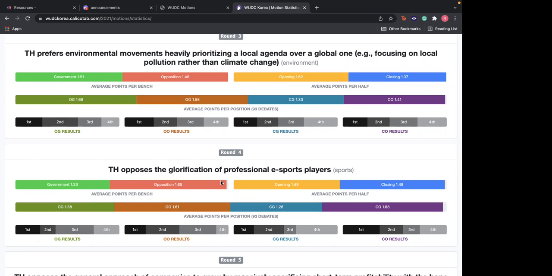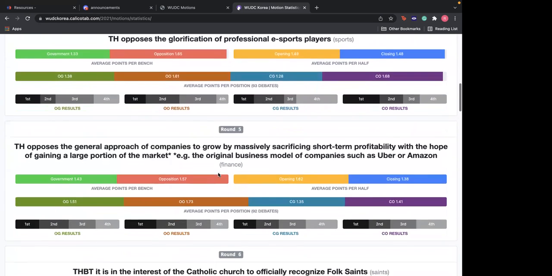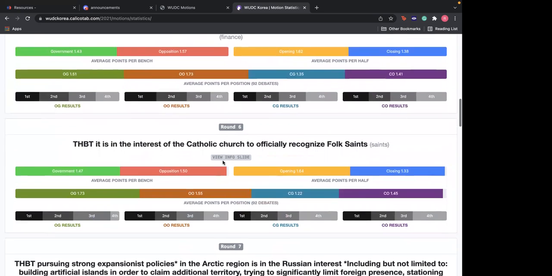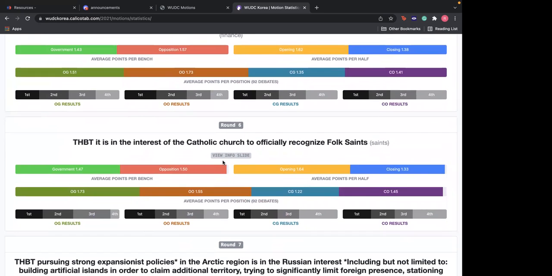So again, circling back, this house opposes. Government tries to argue about why a particular thing is harmful to status quo and we should oppose it. And opposition tries to argue why it's beneficial and we should not oppose it. So then there are two more. Number one, this house believes that.